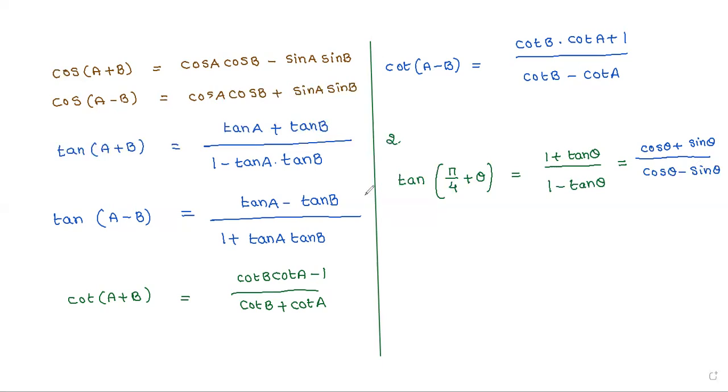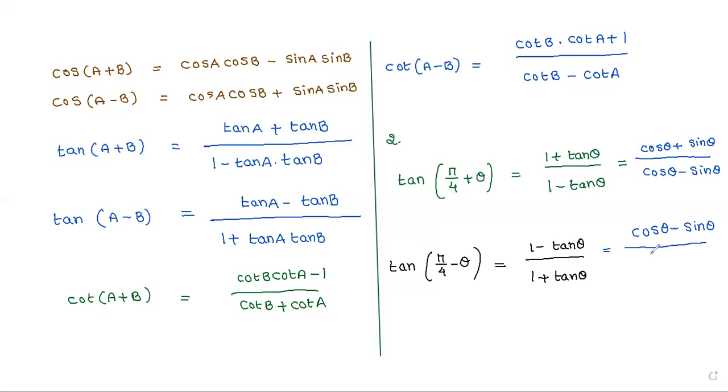Next, tan of pi by 4 minus theta is equal to 1 minus tan theta by 1 plus tan theta, which is equal to cos theta minus sin theta by cos theta plus sin theta. Okay, right.